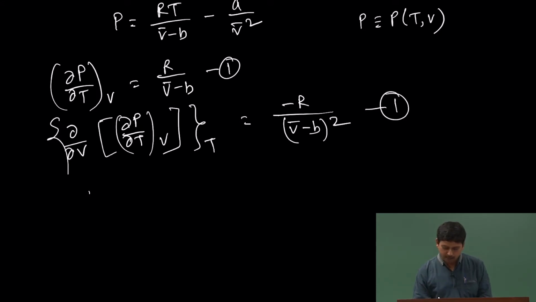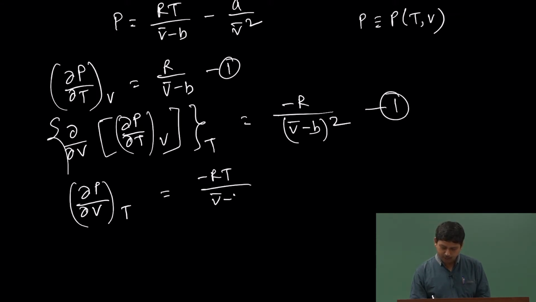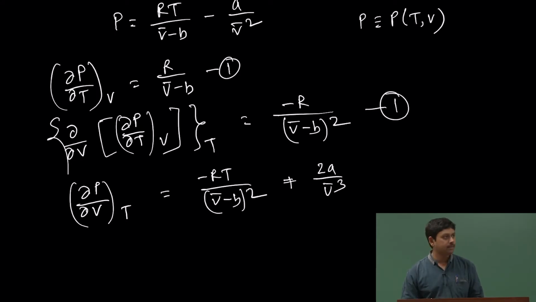And let us do the other way round. So, del P by del V at a constant T is what? Minus R T by V minus B whole square, minus minus plus 2A by V cube, correct? Is it correct?